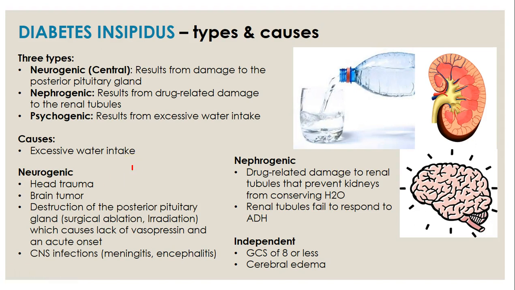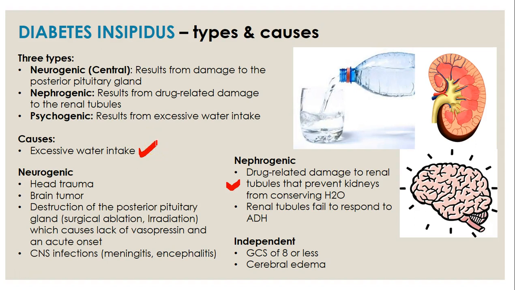Types and causes, there are typically three. Neurogenic, which is damage to the posterior pituitary gland itself. Nephrogenic, which has to do with the kidneys. A lot of times that is related to drug damage to the renal tubules that prevents the kidneys from conserving H2O, or water. And psychogenic can be from the result of excessive water intake.